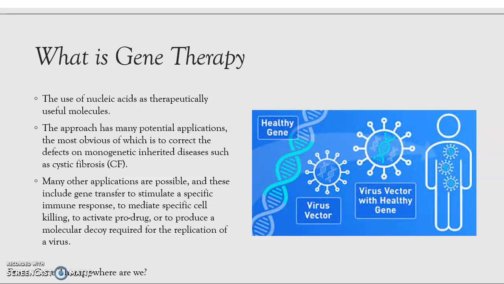So this could be with a monogenic inherited disease, such as cystic fibrosis. It's sort of common, not everyone gets it, but you could get it. And there's many other applications, but those require gene transfers, and those are like specific immune responses.